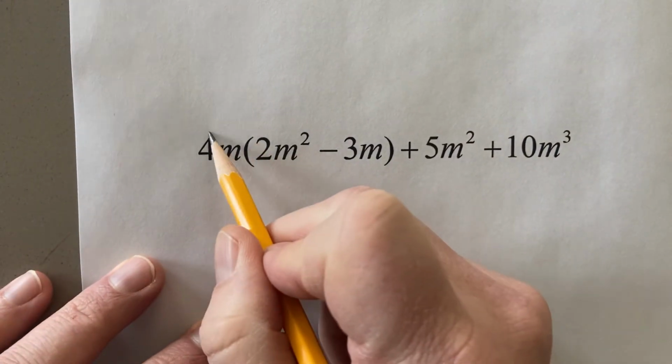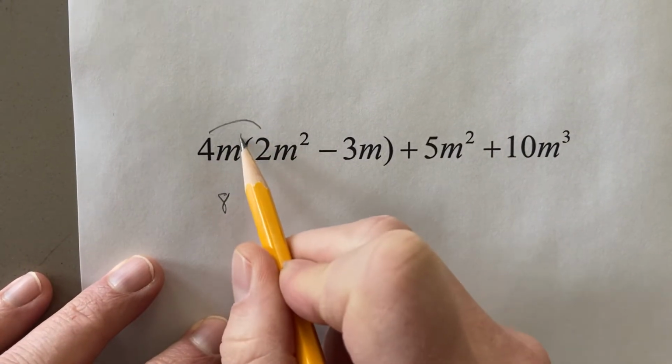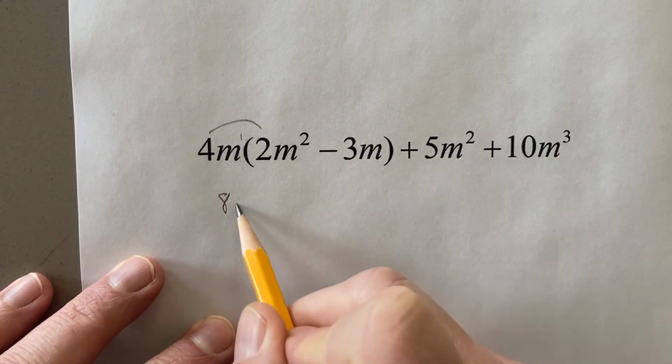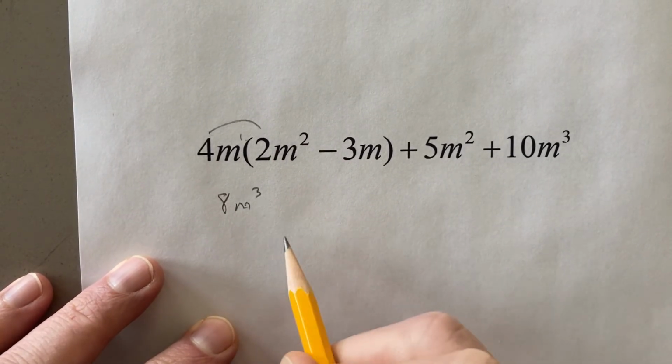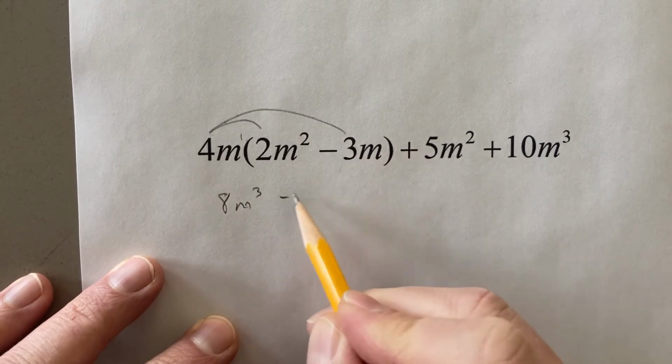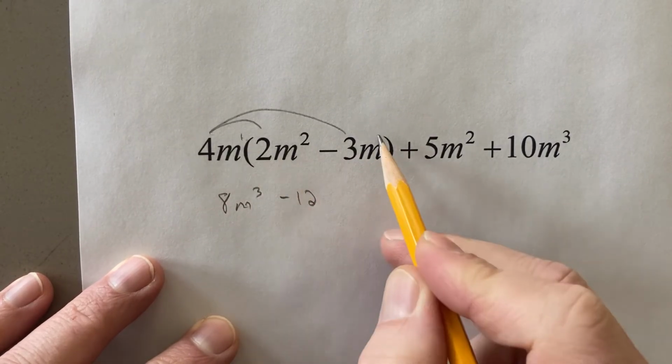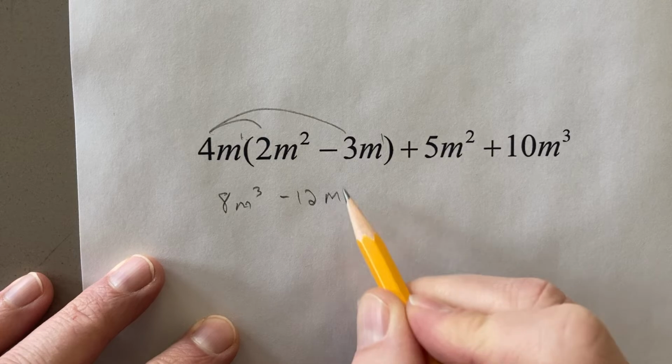Here we're going to distribute. 4 times 2 is 8. M squared. 1 plus 2 gives us m to the third. Then 4 times negative 3 is negative 12. 1 plus 1 gives us m to the second.